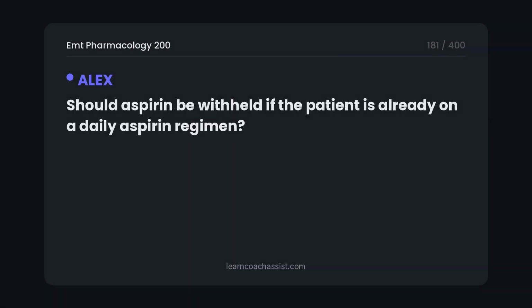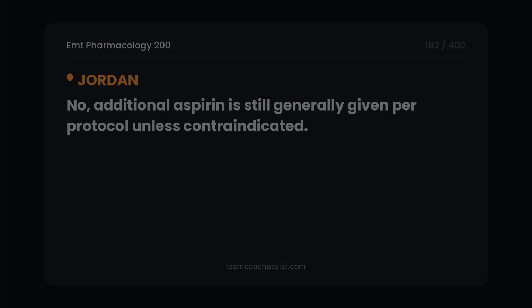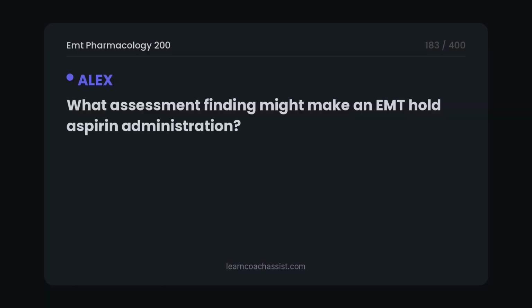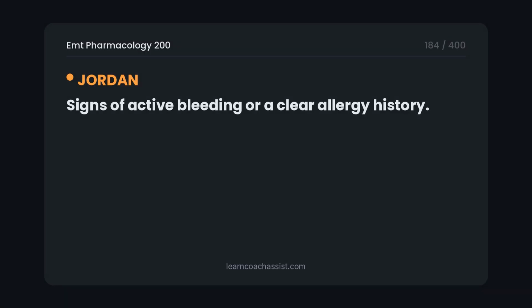Should aspirin be withheld if the patient is already on a daily aspirin regimen? No, additional aspirin is still generally given per protocol unless contraindicated. What assessment finding might make an EMT hold aspirin administration? Signs of active bleeding or a clear allergy history.